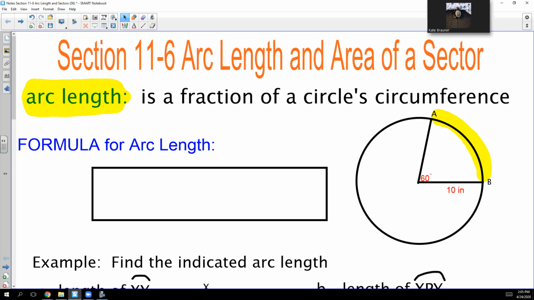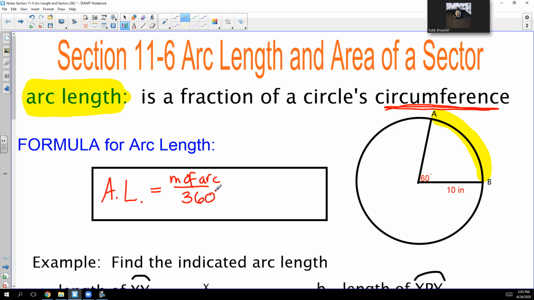So there's a formula for finding arc length. Because arc length is a fraction of the circle's circumference, we're going to use the circumference in the formula. The formula for arc length, and I'm going to use AL for arc length, is: arc length of a circle is equal to the measure of the arc in degrees divided by 360 degrees times 2 pi r. Remember that 2 pi r is circumference, so think about this as a fraction of the circumference. A fraction of, in math, means multiply.